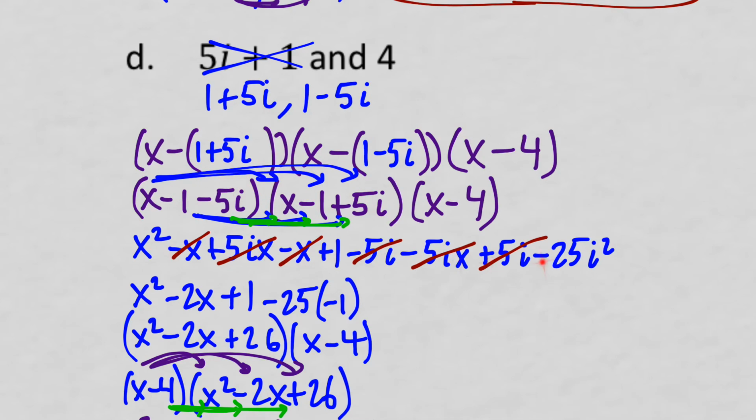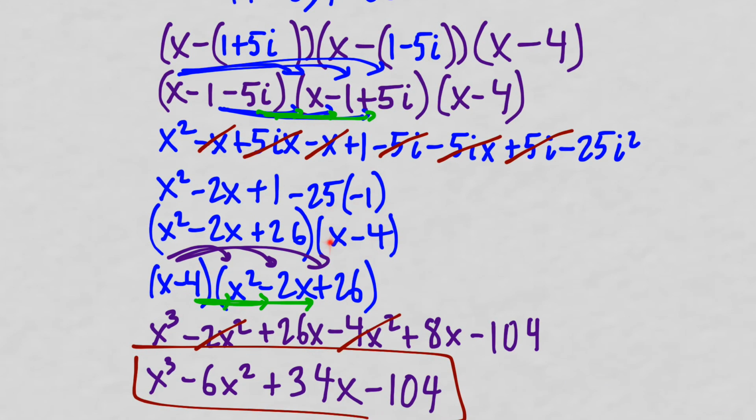I got this, in which 5ix and negative 5ix cancel. Also 5i and negative 5i cancel. And the negative x and the negative x together make negative 2x. Also I have a 1 here, and negative 25i squared, which is negative 1, so it's negative 25 times negative 1. That means negative 25 times negative 1 is positive 25. So this is 1 plus 25, which is 26. That's how I got 26 right there.